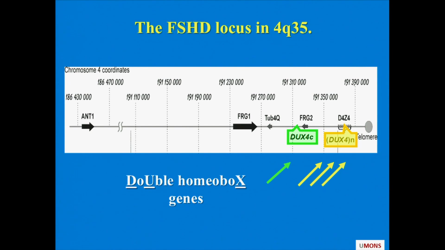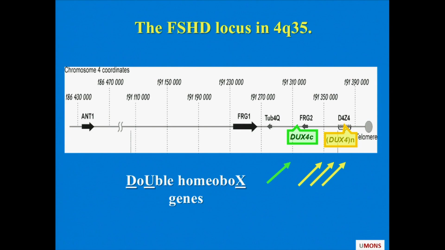And on there, the arrows are presenting genes that have been identified in that region. So ANT1, FRG1, TUB4Q, FRG2, these are genes which are found in this region. Now, the genetic defect has to do with what is to the extreme right of the drawing, close to the end of the chromosome, which is named the telomere. You have all those little arrowheads, which are repeated and named D4Z4. So there is a segment of DNA which is about 3,300 letters long, which is repeated just like a stuttering.